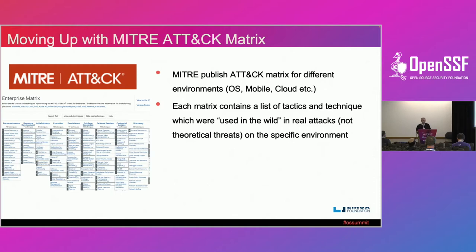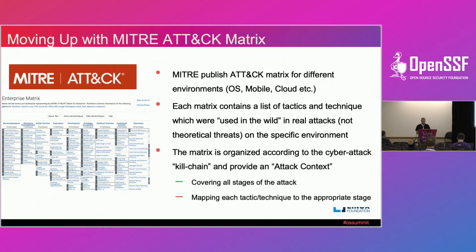Sometimes there are great theoretical risks, but the exploitation is so hard that it's almost impossible to use them. So the beauty of this matrix is that you're taking a list where they've done a lot of work to validate that those techniques were actually in use in the specific environment the matrix covers. And what I like very much about those matrices is that they are organized according to the cyber attack kill chain. So you really get the security context.